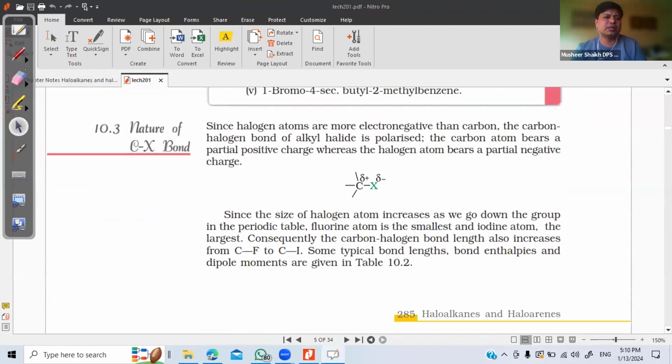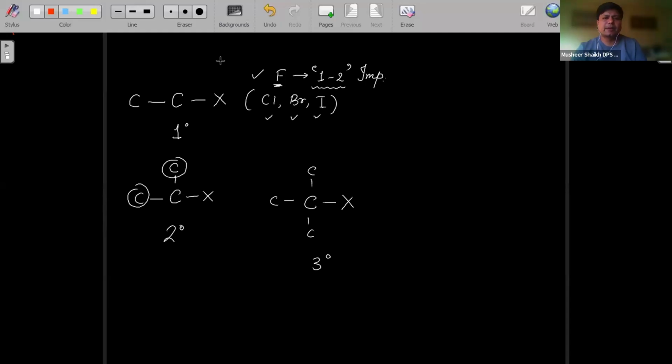What is the nature of the carbon halogen bond? Carbon and halogen: this is carbon connected with the halogen, let us say chlorine, Cl. Now, chlorine is electronegative. That means it tries to pull the electrons from the carbon. Carbon, compared to chlorine, is slightly electropositive. So what happens is it gives away its electron to the chlorine.